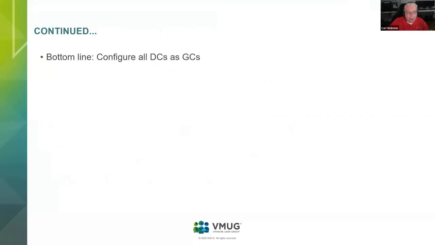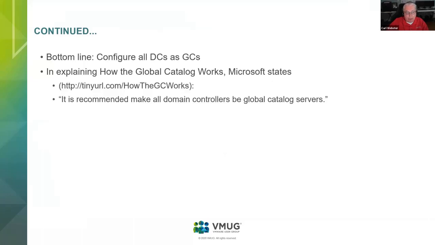So the bottom line is configure all domain controllers as global catalog servers. In explaining how the global catalog works, Microsoft states it is recommended to make all domain controllers be global catalog servers. Pardon the bad English, but that's directly from Microsoft. But now I can already hear some of you who have taken the old MCSE certification exams saying, but what about the infrastructure master? Everyone knows the domain controller that hosts the infrastructure master can't be a global catalog server.